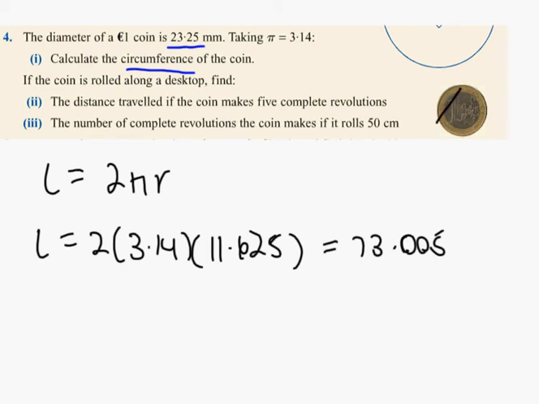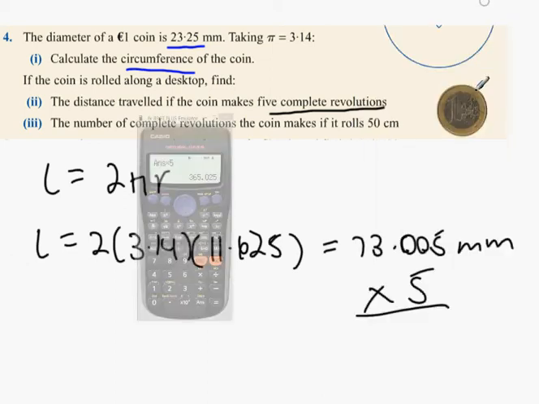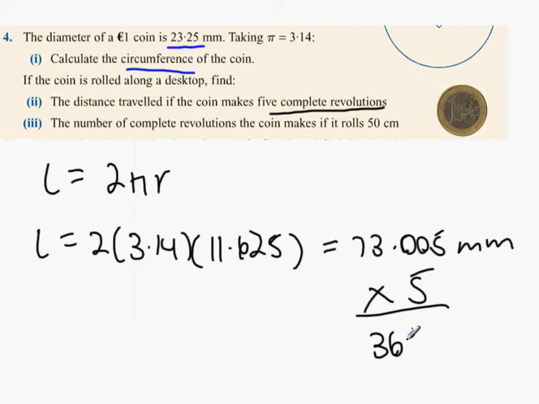Okay. So, what we're going to do next, guys, is find the distance travelled in 5 complete revolutions. How would you do that? Multiply by 5, and you get 365.025. Millimeters or centimeters? Millimeters. Why is it millimeters?